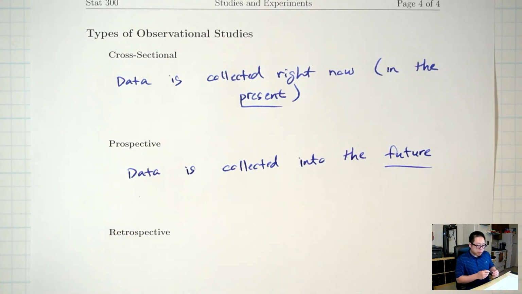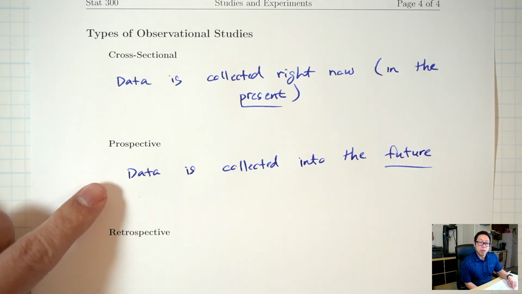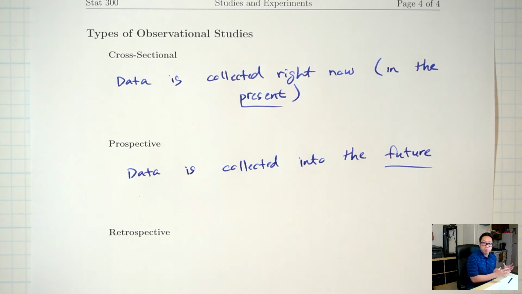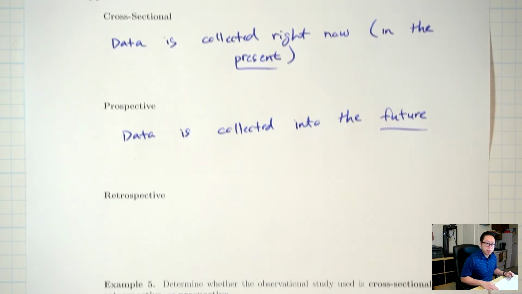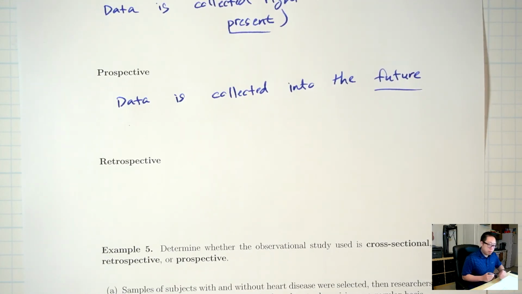As an example, same study, age and exercise. What I would do for a prospective study is start with a group of people who are under 18, like young people. Then I would follow them as they age, right? So I would follow them into their 20s and ask about their exercise habits, follow them into their 30s and ask about their exercise habits, and then follow them into their retirement and ask about their exercise habits. That's a prospective study. A retrospective study, you're collecting data about the past.